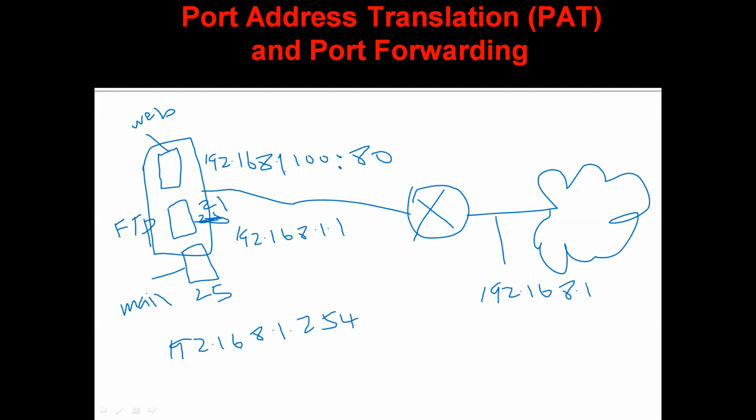192.168.1, sorry, 101.35. That is not a public IP, but this is a public IP, right? So the public IP is mapped with the mail server, web server, local IP address, and port number.